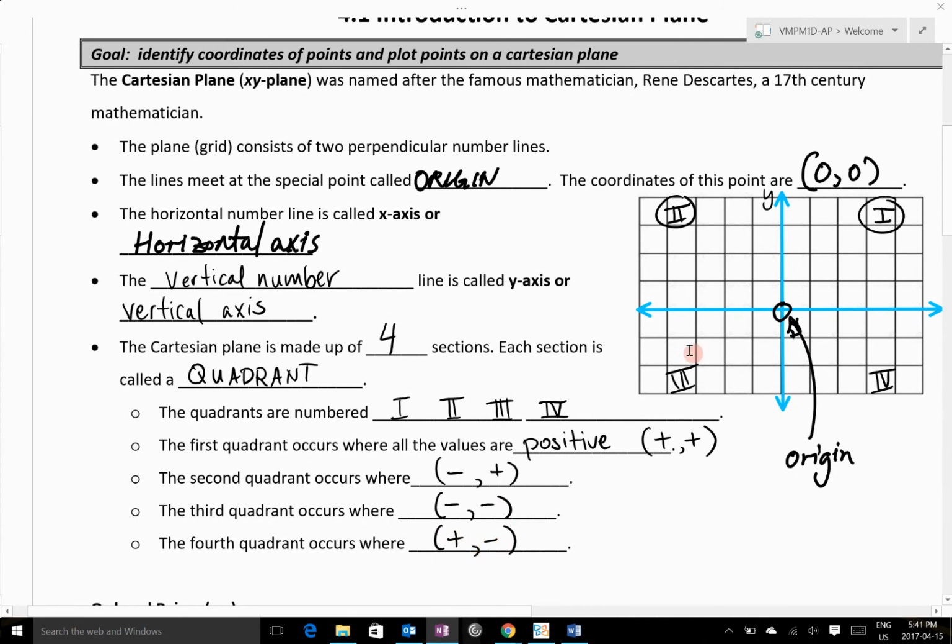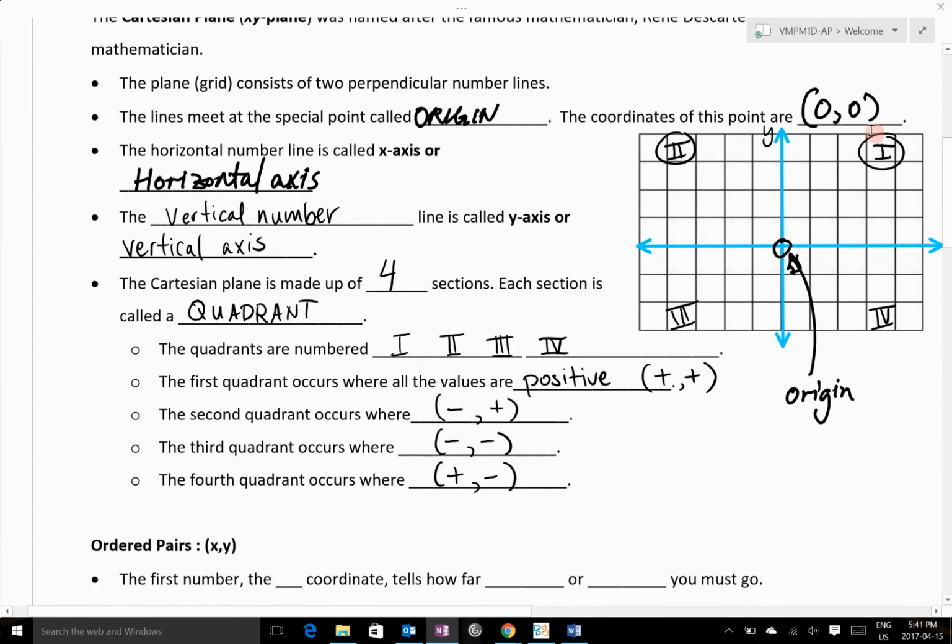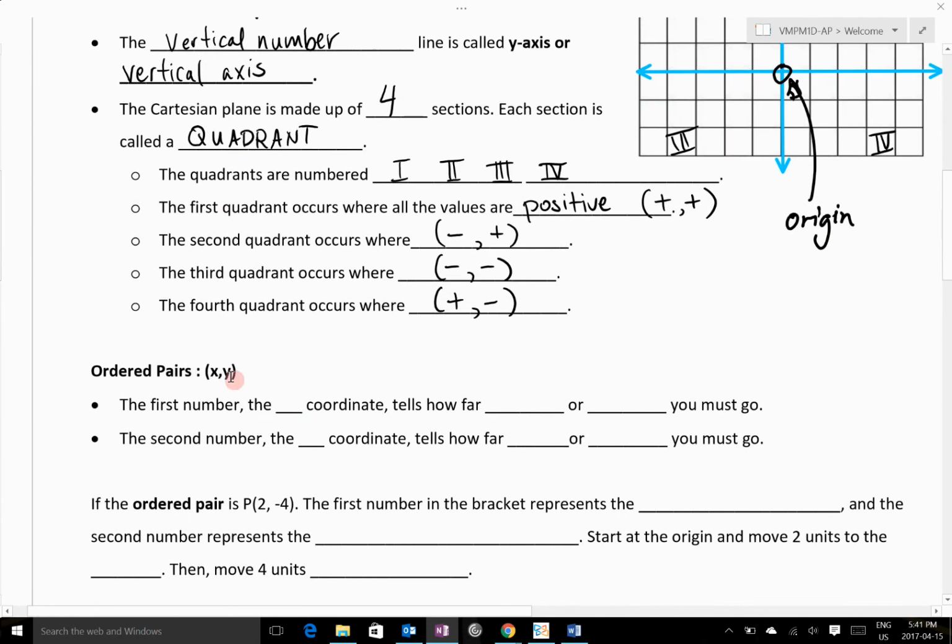Just to make it clear, the coordinate system is always defined as the x value first and then the y value. These are what we call ordered pairs. The first number is the x coordinate, and this tells us how far left or right you must go from the origin. The second number is the y coordinate, and it tells us how far up or down we must go.